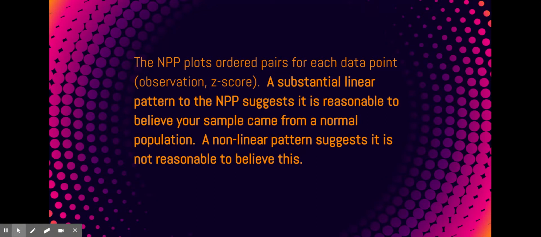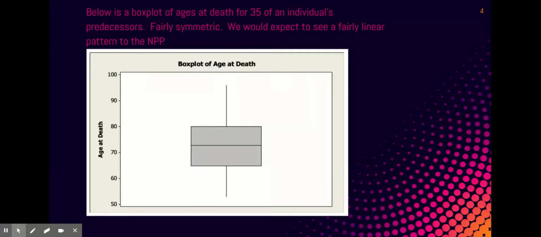A substantially linear pattern to the normal probability plot suggests it is reasonable to believe your sample came from a normal population. A nonlinear pattern suggests it is not reasonable to believe this. Below is a box plot of ages at death for 35 of an individual's predecessors. It's fairly symmetric. We would expect to see a fairly linear pattern to the normal probability plot.